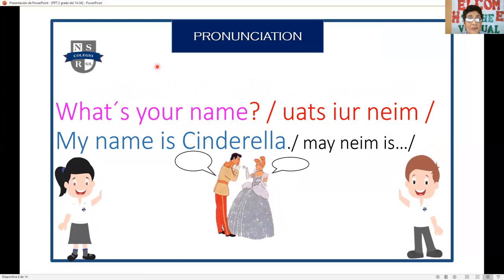On the next slide, we have pronunciation, okay? The pronunciation is also going to be practiced with a song. My question says, what's your name? And this is the correct pronunciation. This is the phonetics. It's not real phonetics because real phonetics is more complicated, but in order to understand, it's the best way the teacher finds. So my question says, what's your name?